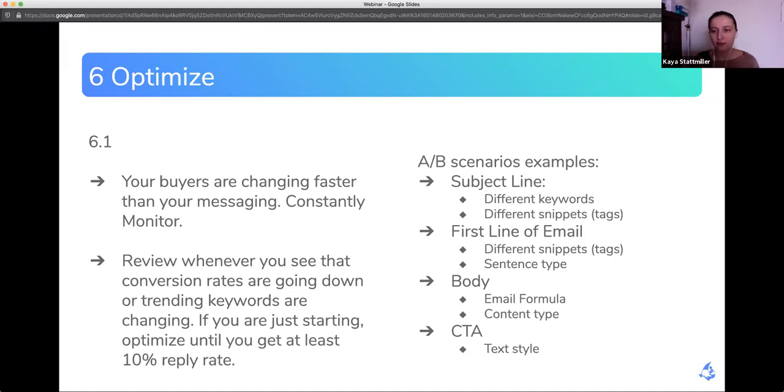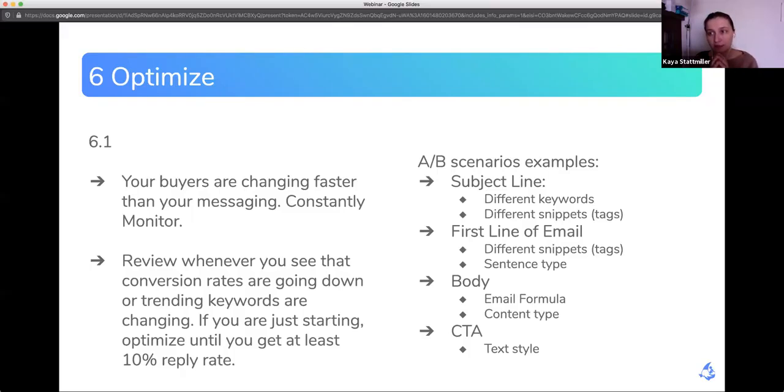So here again, different types of snippets, and also the sentence type. You can start with a question, which won't be visible, but people will see words like how or what. You can also start with a statement. So again, another test.